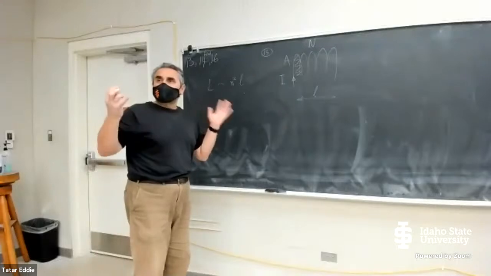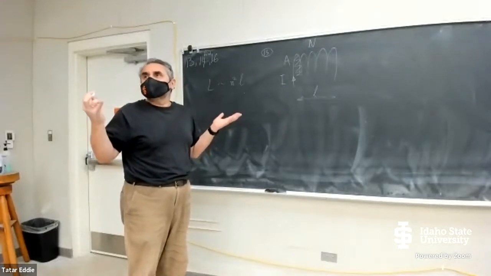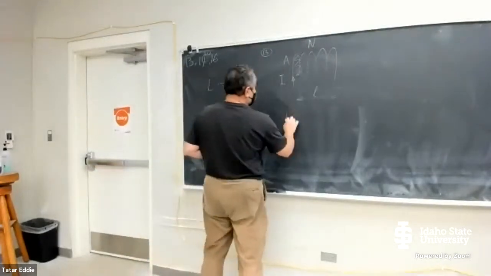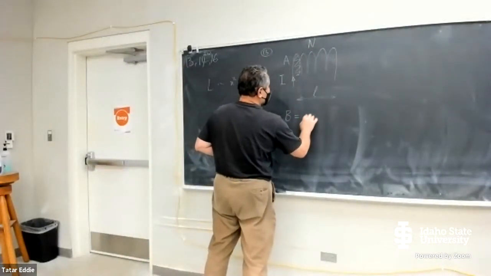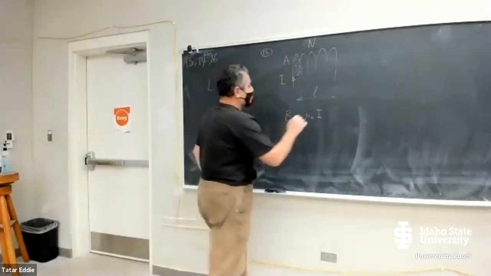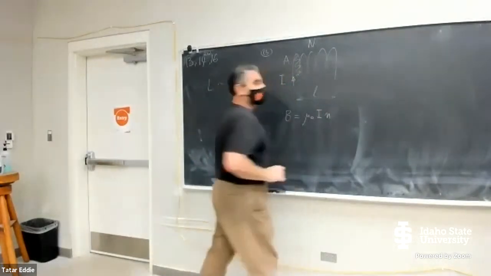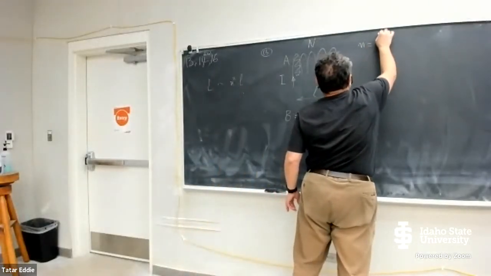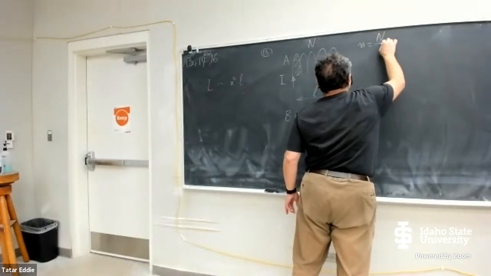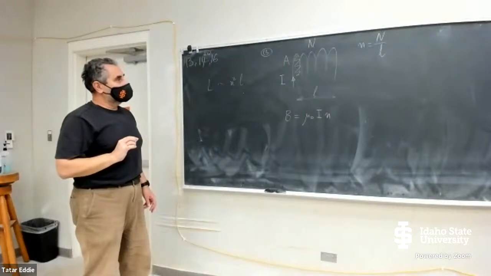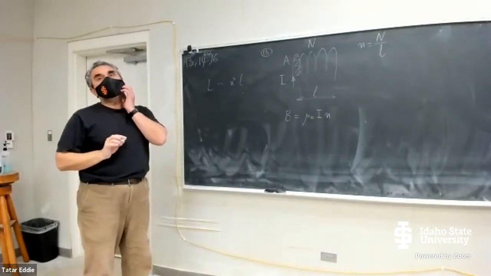If you remember from previous chapters, chapter 21, I guess, the magnetic field inside the solenoid is mu naught times the current times the number of turns per unit length. So lowercase n is capital N, the total number of turns, divided by the length of the solenoid l. So this is the magnetic field inside a solenoid.